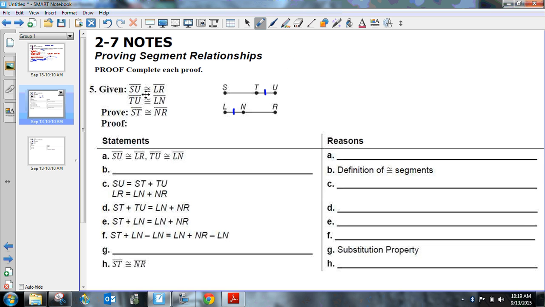And what I want to do is I start here. Okay, the given part is where you start. The prove part is where you end. And we want to fill out all of the logic that goes in between. So here's my given statement.